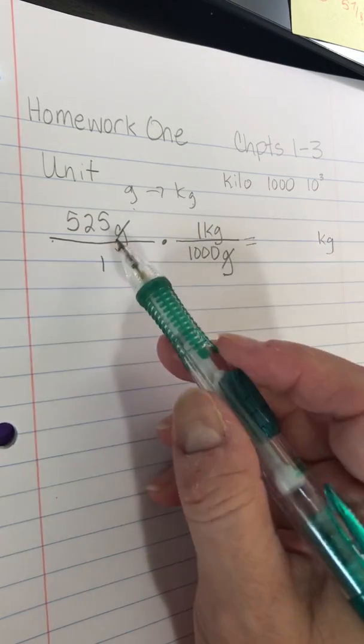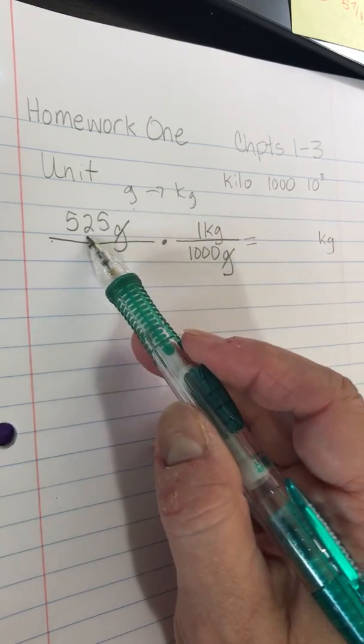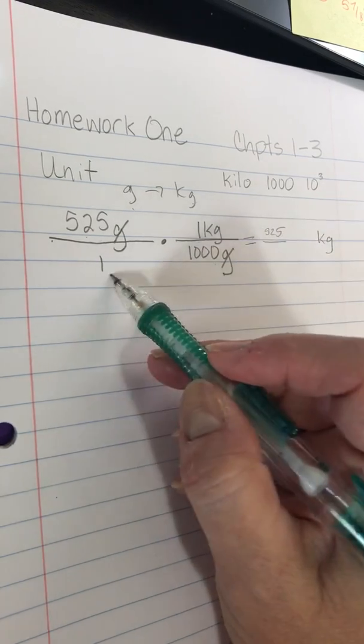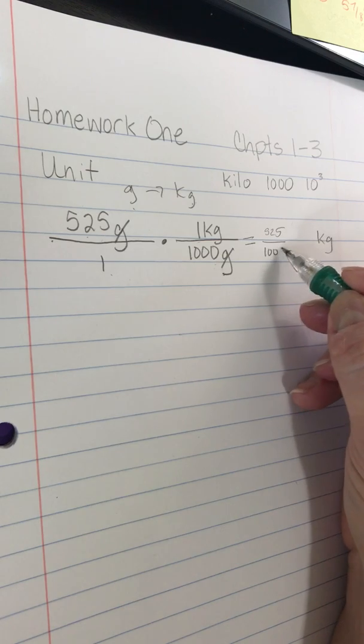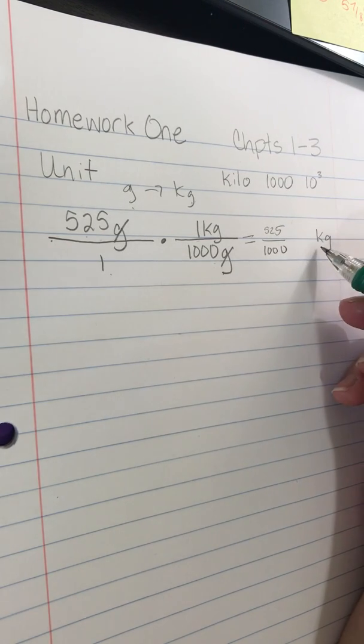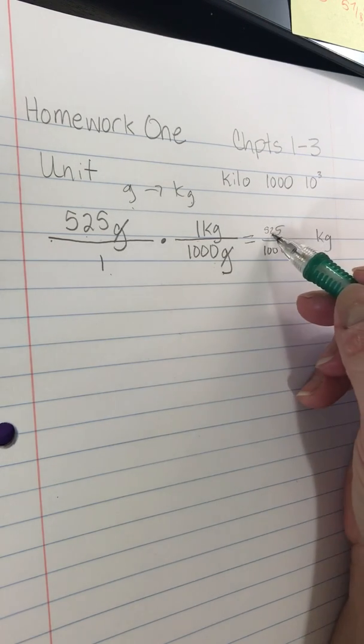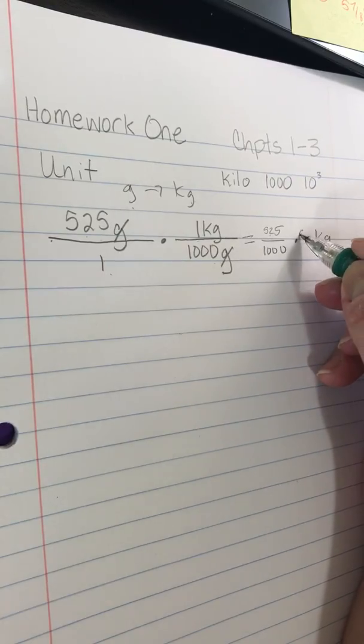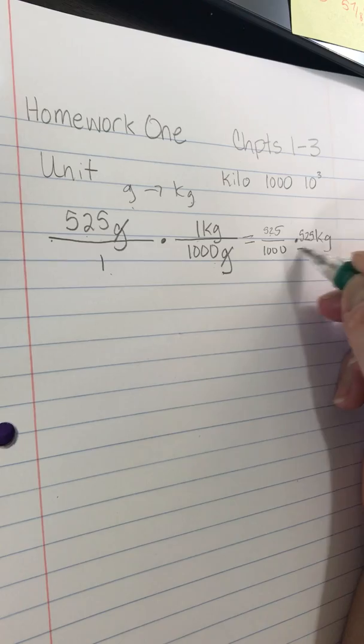Mathematically, to get the answer, this is multiplying fractions, so you have 525 times 1 on top, which is 525, and then on the bottom we have 1 times 1,000, which is 1,000. So this is a fraction that we can change into an actual number by taking 525 divided by 1,000, and the answer ends up being 0.525 kilograms.